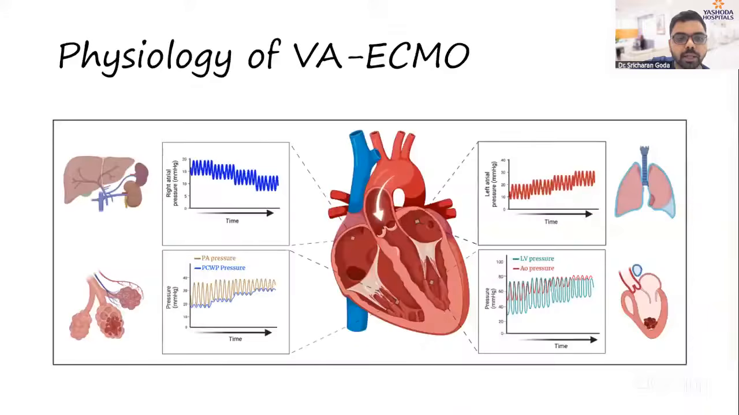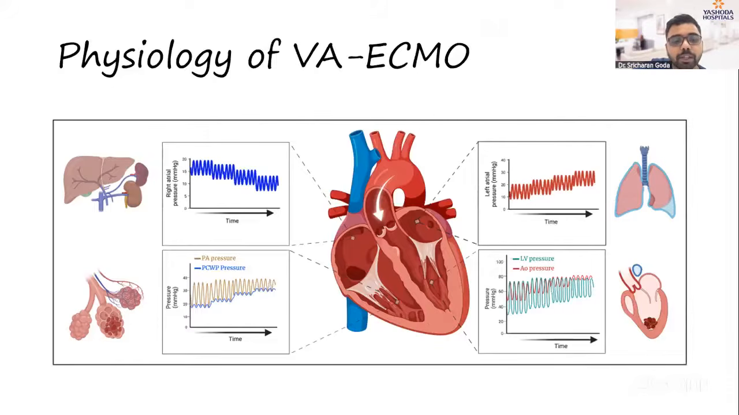Before we try to understand the LV unloading strategies, we have to understand the physiological changes which happen during veno-arterial ECMO for cardiogenic shock. The general consensus is that veno-arterial ECMO helps all the other organs during cardiogenic shock except the heart. Probably it harms the heart more than it helps, but because it takes over the function of the heart, we are essentially maintaining organ function before the heart has recovered. But directly speaking, veno-arterial ECMO does not help the heart.